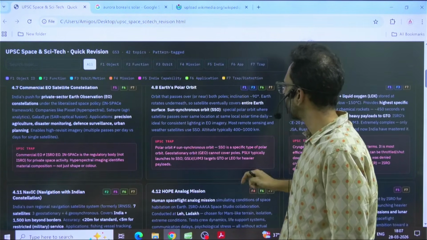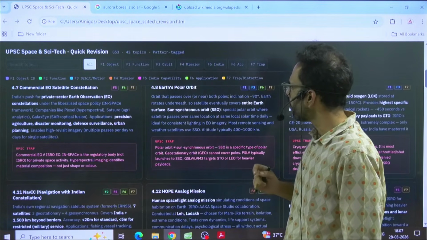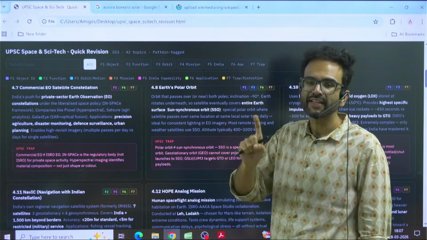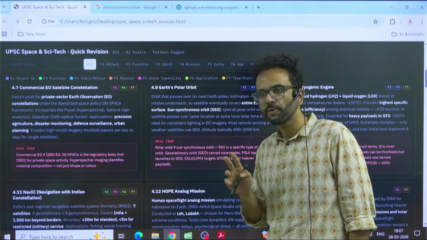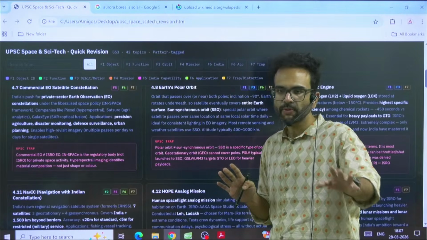Earth's polar orbit. Again, you are talking about polar orbit and it is not the same as sun synchronous orbit. What is the difference between a sun synchronous orbit and polar orbit? Any idea? I asked you to prepare the basics and come.